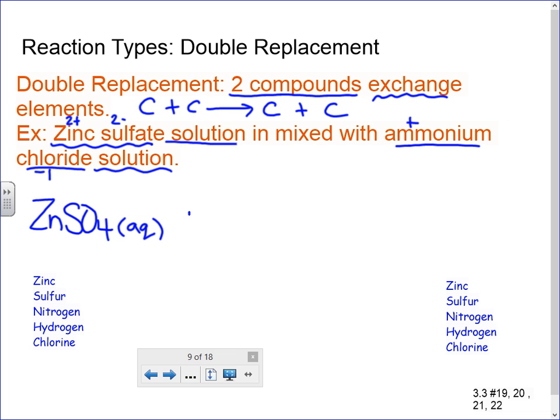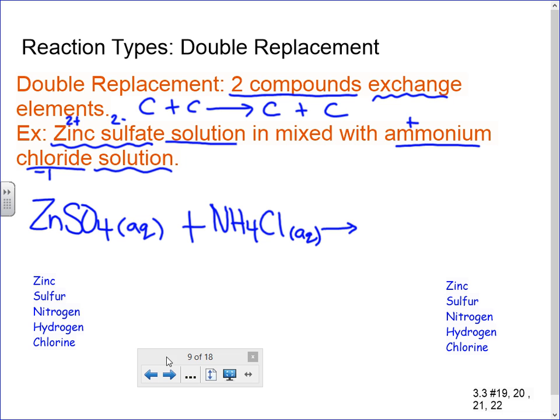I'm mixing it with, so there's my plus sign, ammonium chloride. Now remember, ammonium and ammonia are not the same thing. Ammonium is a polyatomic ion, NH4. Since ammonium and chlorine have the same charge, I need one copy of each of them. This is also a solution, so I write AQ again. Now those are my two reactants.